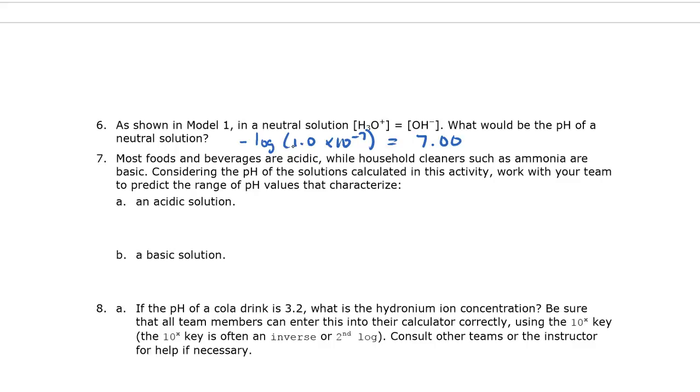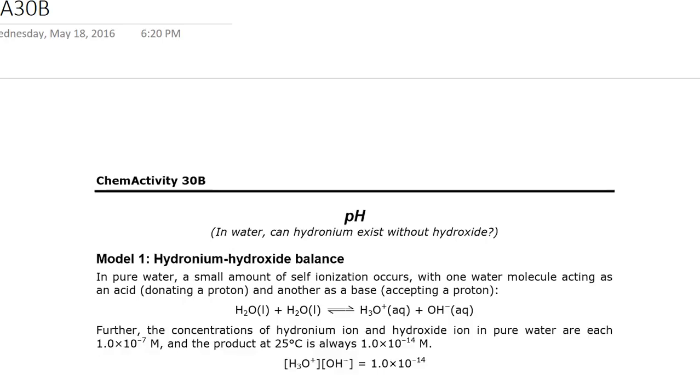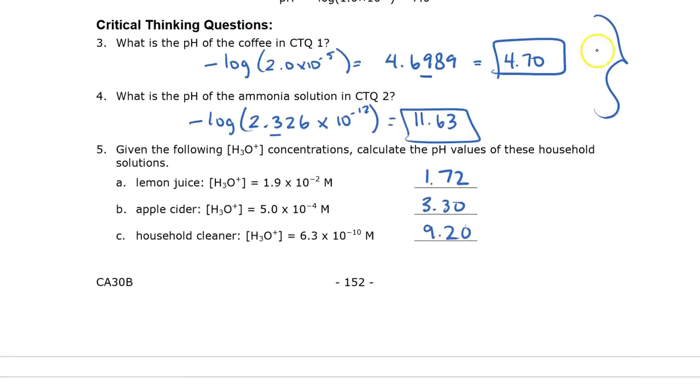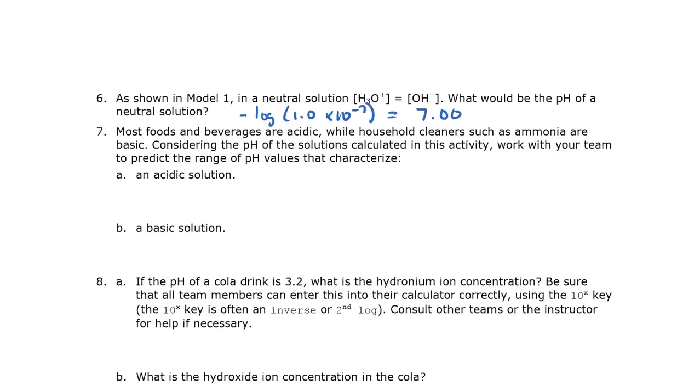Number 7. Most foods and beverages are acidic, while household cleaners such as ammonia are basic. Considering the pH of the solutions calculated in this activity, so that would be all of these, predict the range of pH values that characterize A, an acidic solution, and B, a basic solution. You probably already have some idea of this. Go ahead and pause the video and write down a range for both of those, A and B. Pause now.